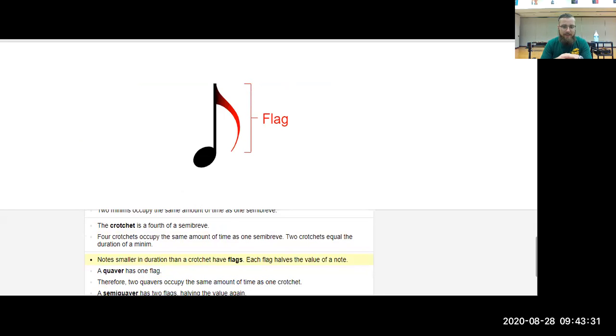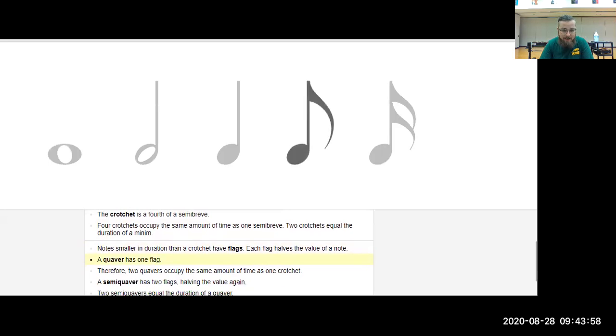Notes smaller than the duration of a quarter note have a flag that halves the value of the note. All right, and yeah, we do use the term flag quite a bit when we're talking about eighth notes and stuff like that. So the note they drew on this screen right there is called an eighth note. It is worth half the value of a quarter note. Makes sense. That's how we learn our fractions in math. So yeah, let's keep going.